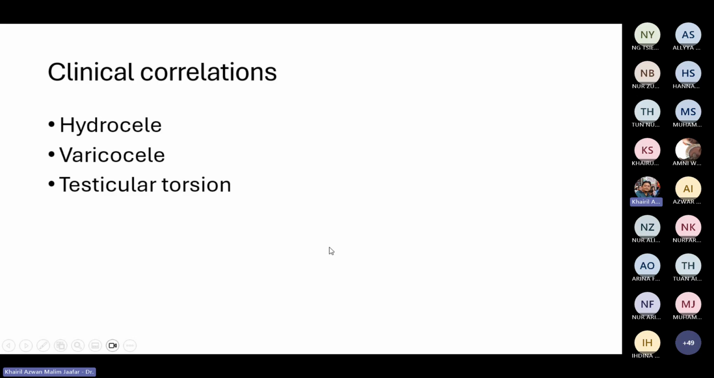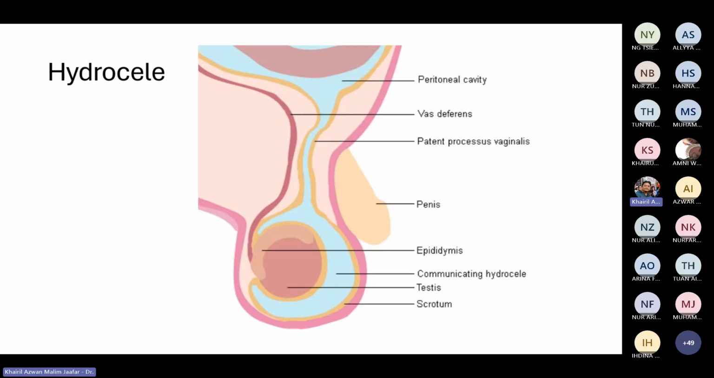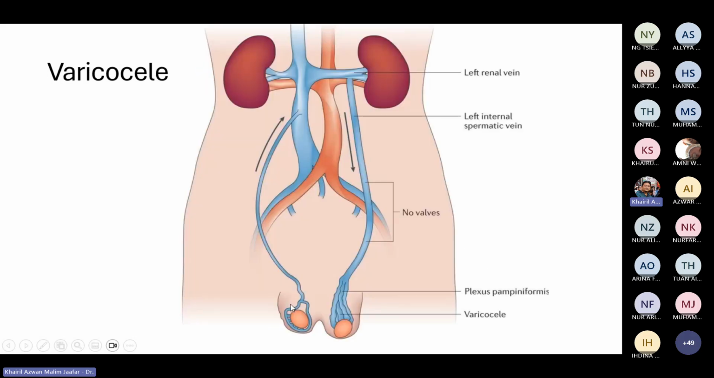Okay, this is the clinical correlation. Hydrocele is due to a patent or open processus vaginalis, through which peritoneal fluid goes into the scrotum.